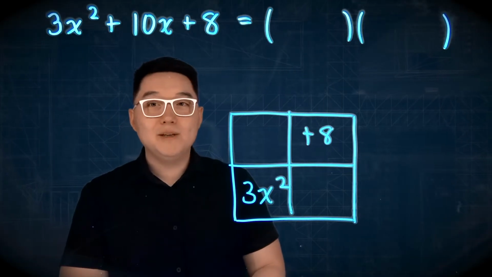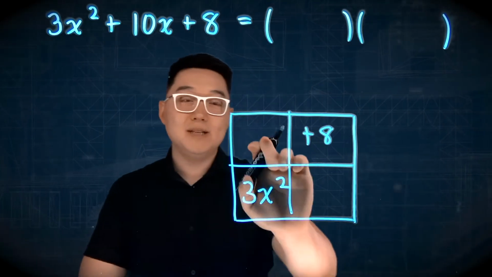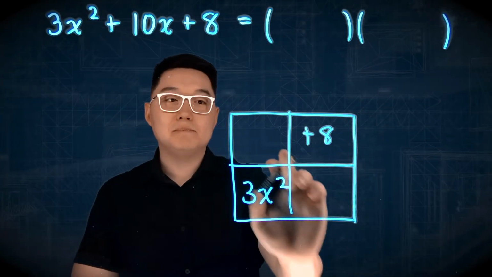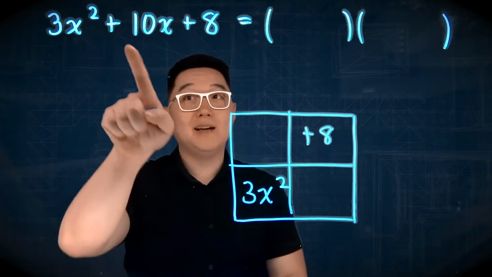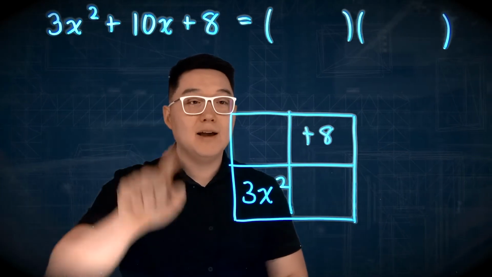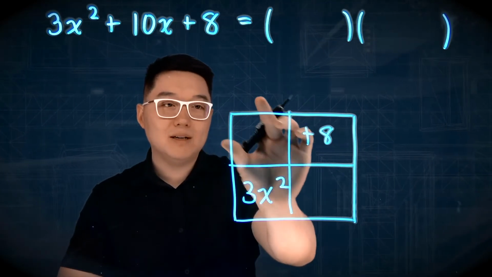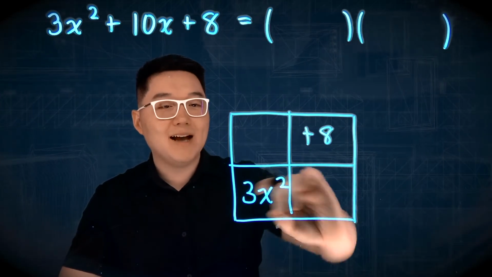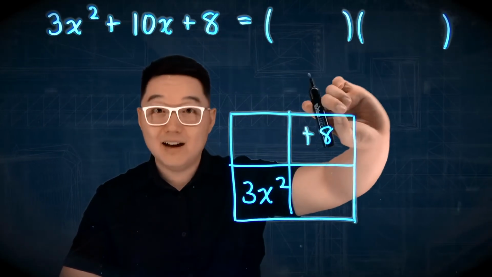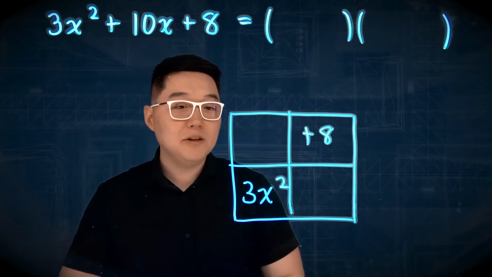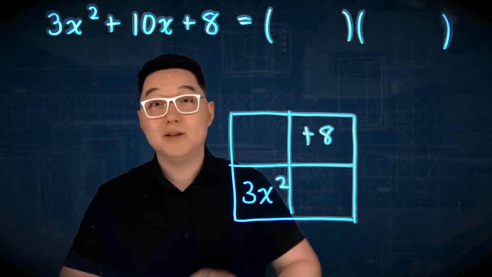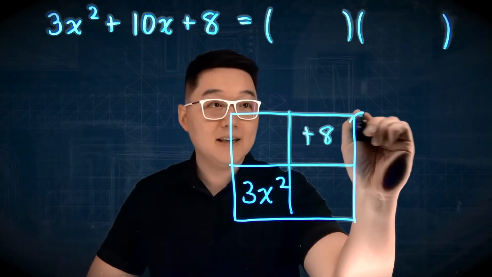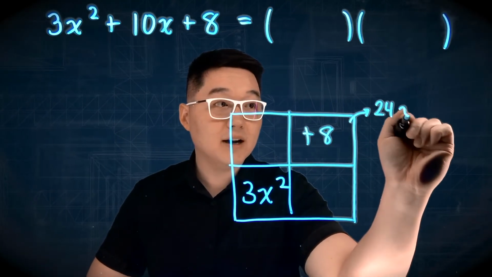Now, what do we know about these two empty spots? We know that these two empty spots, when you combine them, have to add up to 10x. But when you multiply this diagonal, it has to be the same as if you were to multiply the other diagonal. So when you multiply this diagonal, what do we get? 3x squared times 8 gives us 24x squared.